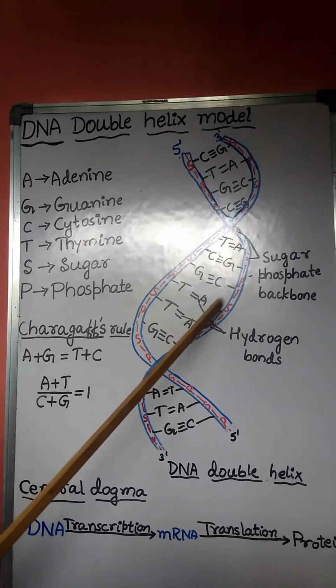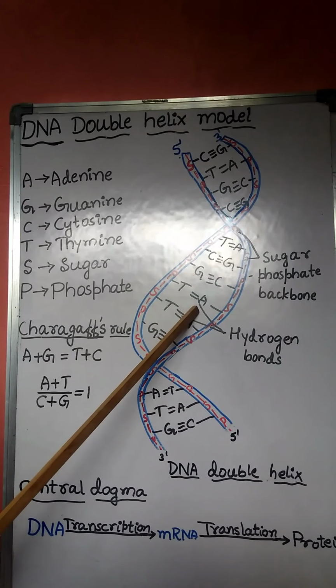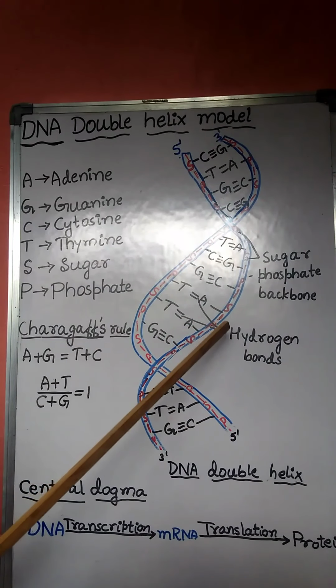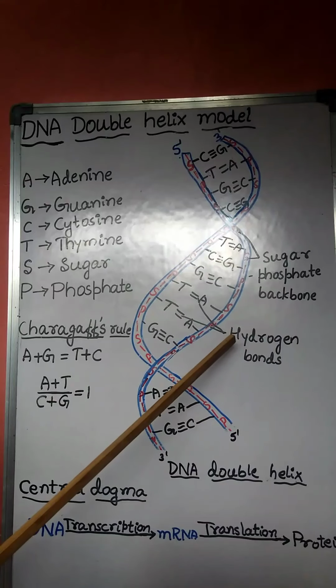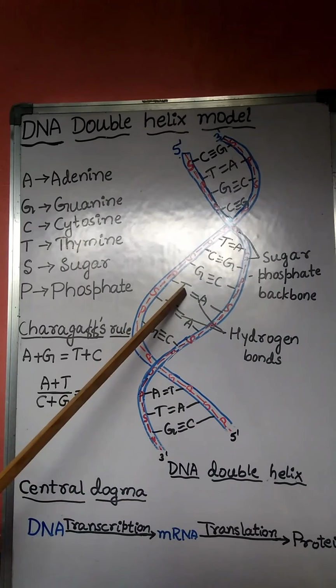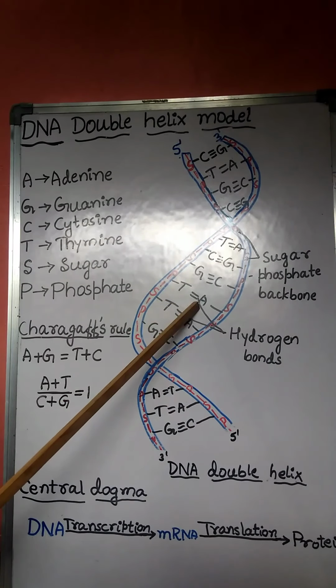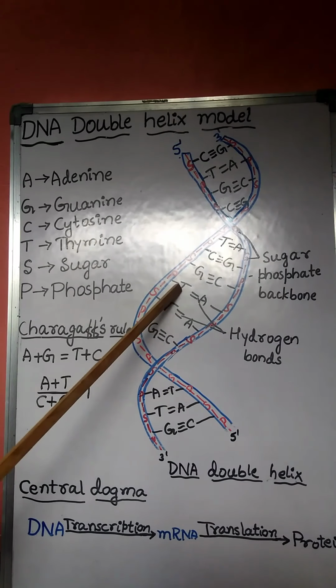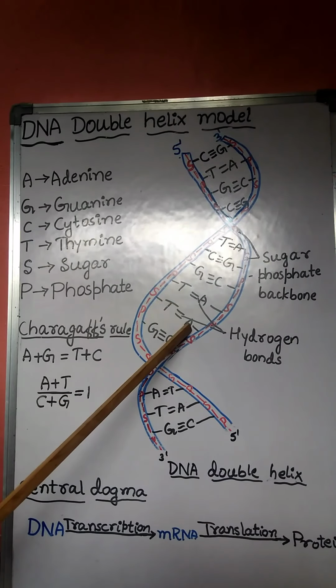There is a complementary base pairing between the two polynucleotide strands of DNA, and this base pairing is specific. It means a purine always forms base pairing with a pyrimidine. Particularly, adenine always pairs with thymine, or thymine pairs with adenine, with two hydrogen bonds. Here you can find the presence of two hydrogen bonds between adenine and thymine.